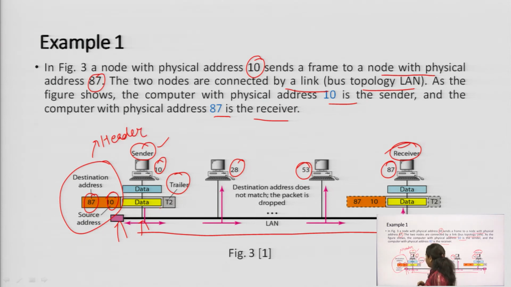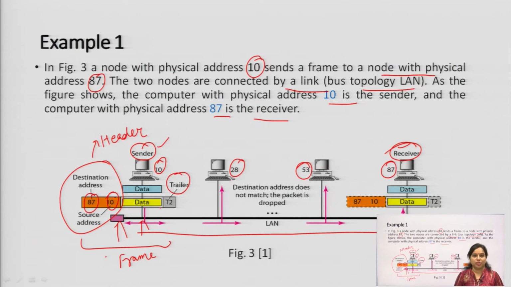So, in total you can say that this is a frame that has been formed, which consists of the header information, the data, and the trailing information. Then it will be transmitted towards the receiver side. This is the data which is going to transmit the information.